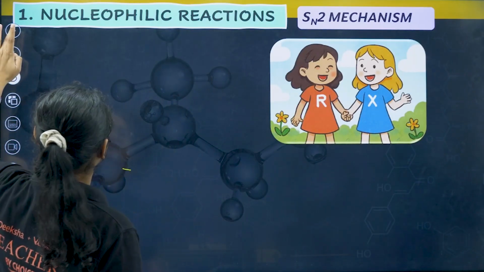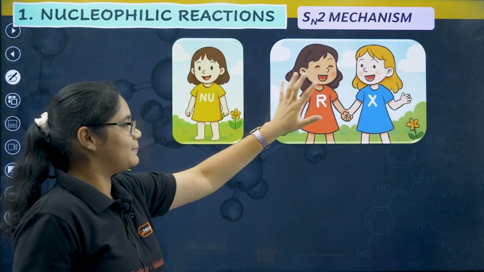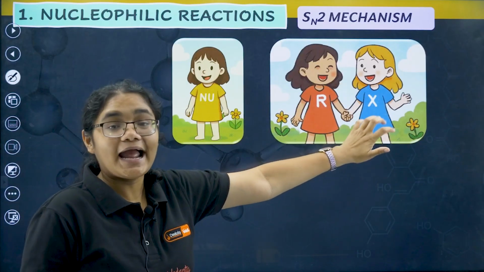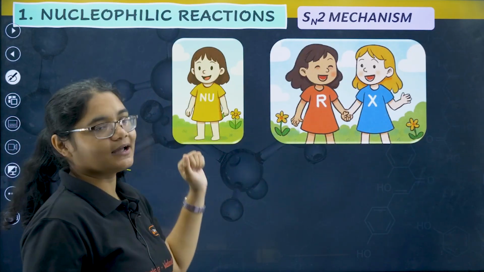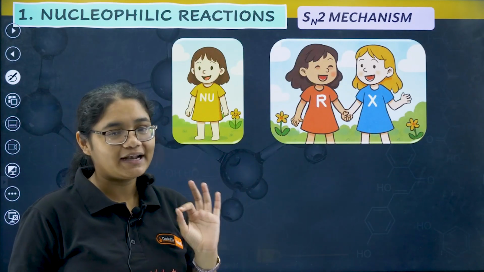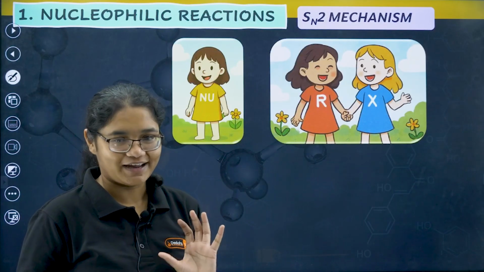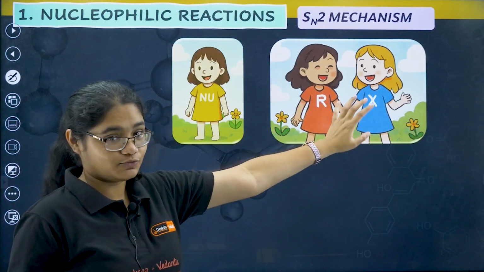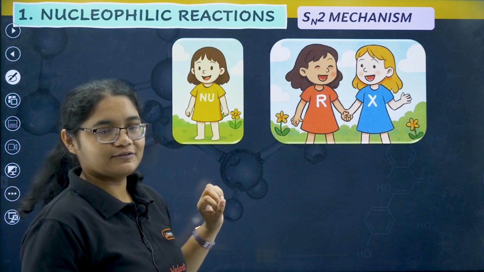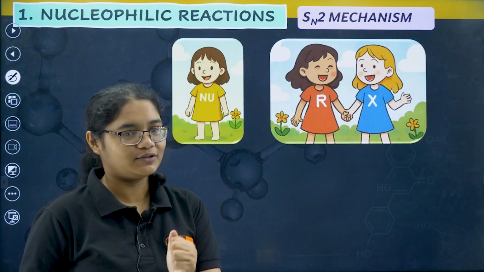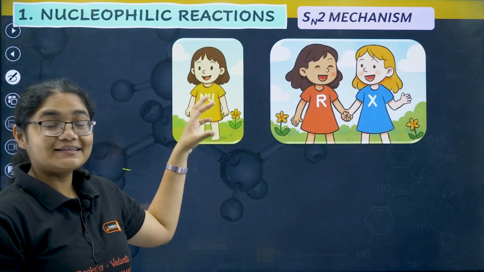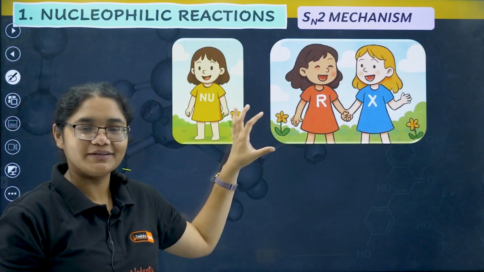Okay, now coming to this one here, what happens, one day they were playing and they met a new friend coming to their city. This new friend's name was Nu, or nucleophile. So we have R and X, two friends who were there, and nucleophile, a new friend who has come to the city.